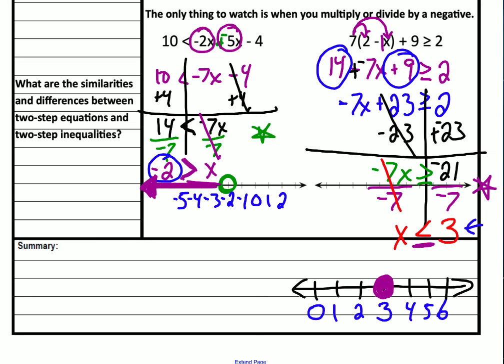Okay? But remember, our inequality symbol also gives us a good clue. When the variable is first, look at your inequality and look at where it points. It's pointing to the left because I want numbers that are less than. So I'm going to go ahead and shade to the left. So remember, that trick only works if the variable is listed first, but that inequality kind of points you in the direction that you want to shade.